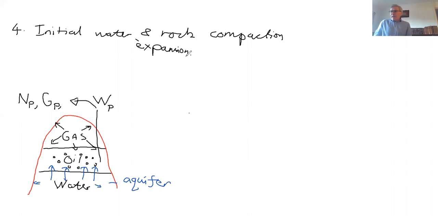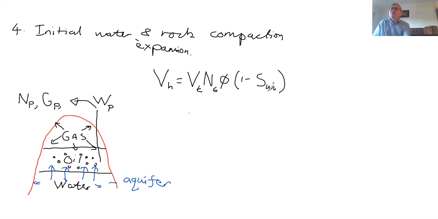Okay, so what we've got is two effects. We've got the initial water expands and the rock compresses. Okay, and we want to think about how to go about writing an equation for this. And it's going to be an equation in terms of the compressibility of the rock and obviously the compressibility of water. So the way in which we can write this is that the total volume of hydrocarbon that we have is some total volume, there's a net to gross, there's a porosity, right? One minus SWI or SWC, the initial water saturation. And this can be written, okay, as some total volume, net to gross, times porosity, minus VW, where VW is the water volume.